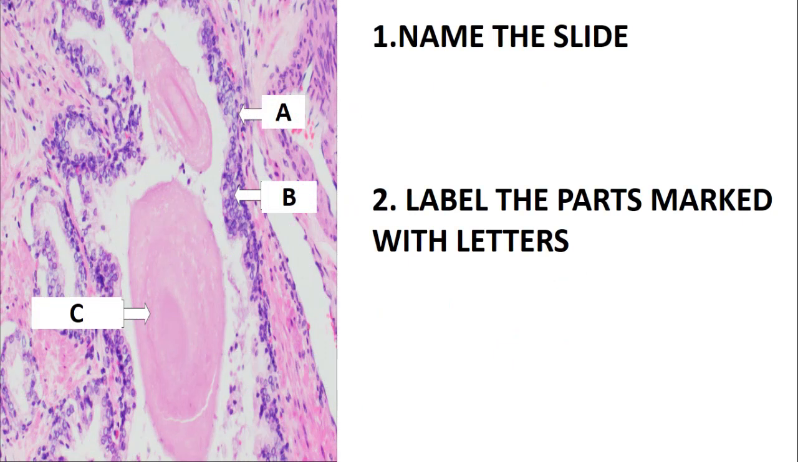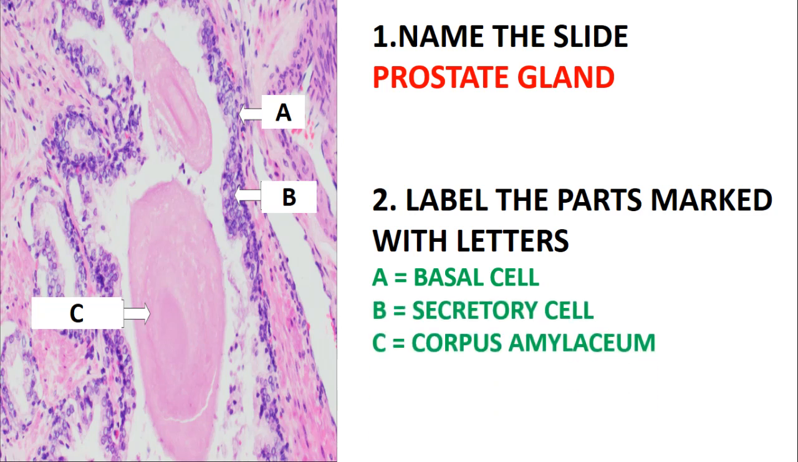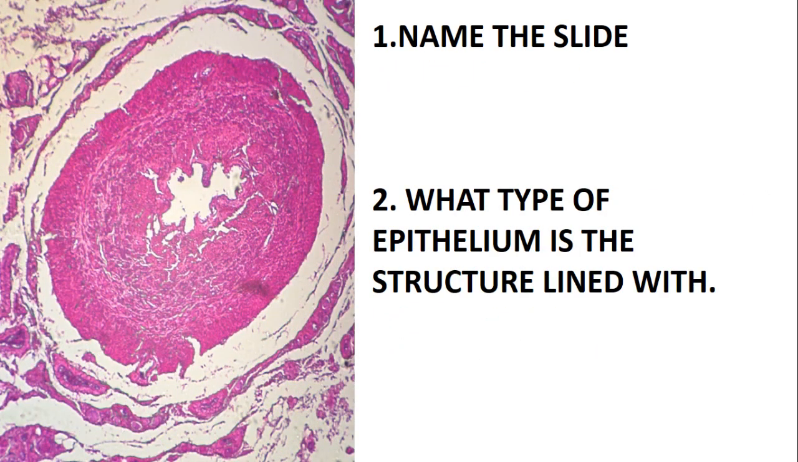So this slide is the same slide, but here we have also projected some important cells such as the basal cells and also the secretory cells. So the name of the slide is just the prostate gland. Label the part marked with letters. So A is just the basal cells, B is just the secretory cell, and C is the corpus amylacum. Let's quickly move on and look at this slide.